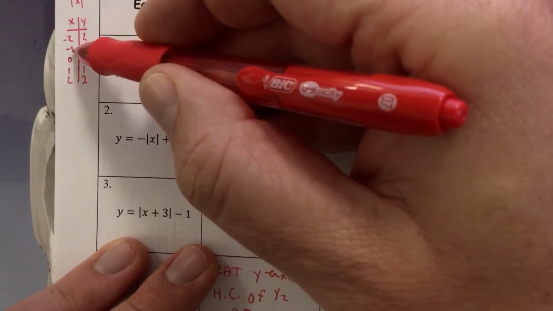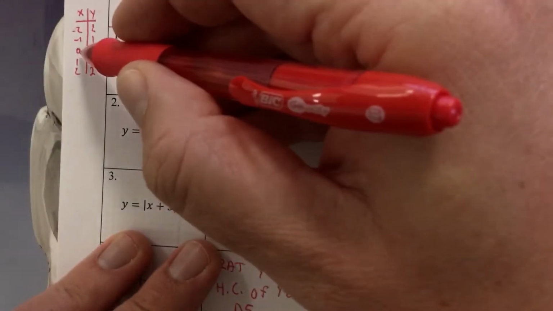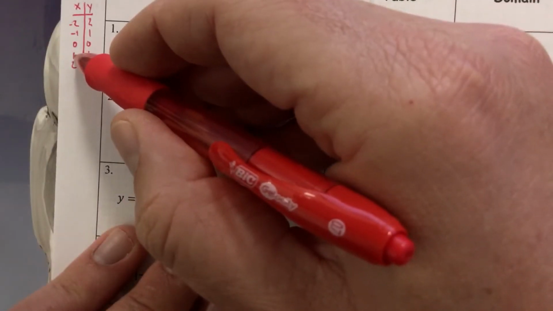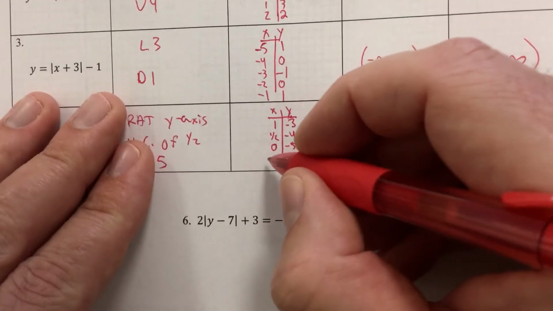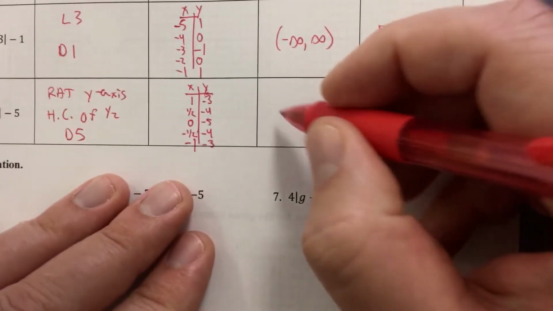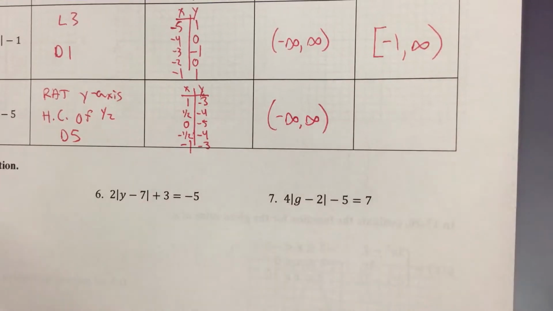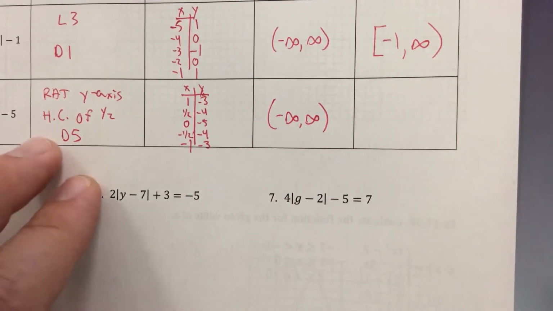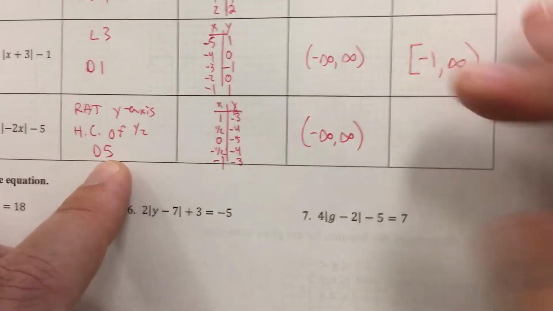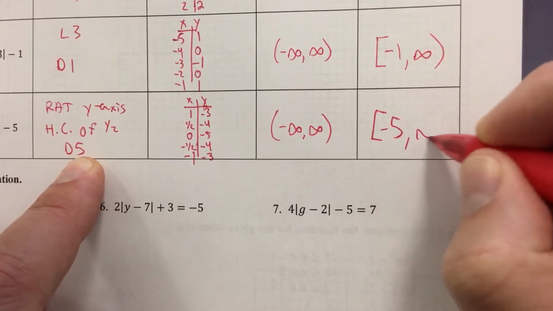Negative 1 times a negative is 1, times a half, 1 half. 0 times a negative times a half, still 0. 1 times the negative, negative 1 times a half, negative a half, and then negative 1. Domain. Range: the negative 2 on the inside affects the x's, so that's not going to affect the range here, but the down 5 will. So I moved it down 5, so negative 5 going towards infinity.